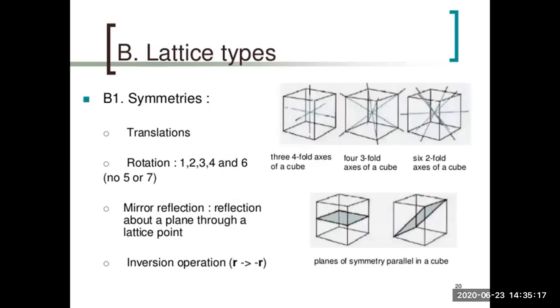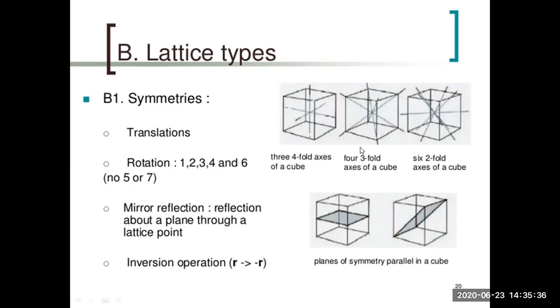Let's see. This one is Bravais lattice types. Symmetries: translations, rotation 1, 2, 3, 4, and 6, there is no 5 or 7. Mirror reflection, reflection about a plane through a lattice point, and inversion operation.